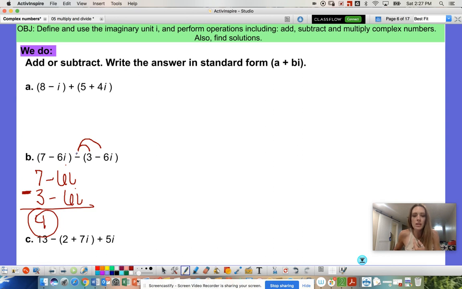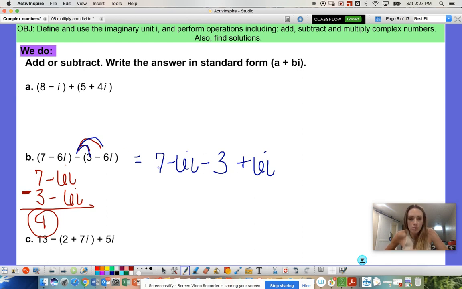When we do it the other way, we have to distribute that. So I encourage my kids to do 7 minus 6i and then rewrite everything. Minus 3 minus a negative 6i, which would turn to plus 6i. And now you cannot worry about the negative, and every term has the sign in front of it that is correct. So 7 minus 3 is 4, and then these guys go away.